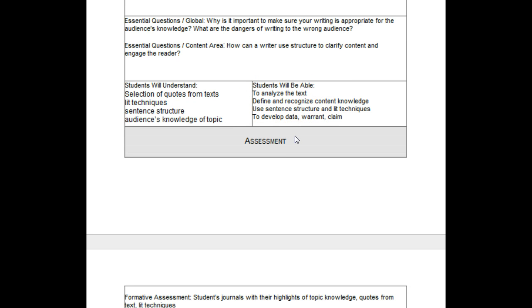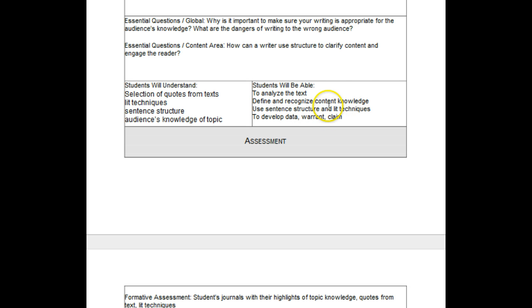Those are a lot of really big evidence outcomes for one class period. Analyzing a text, defining and recognizing content knowledge, using sentence structure and lit techniques, and developing data, developing warrant, developing claim. That's 6 goals for one class period. That's way too much to tackle. Narrow it down. 1, maybe 2, okay?